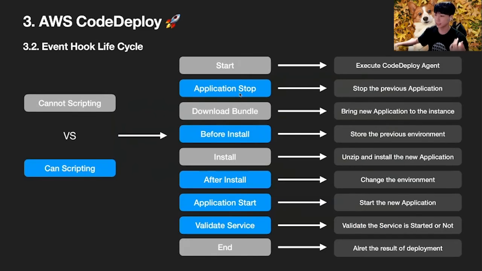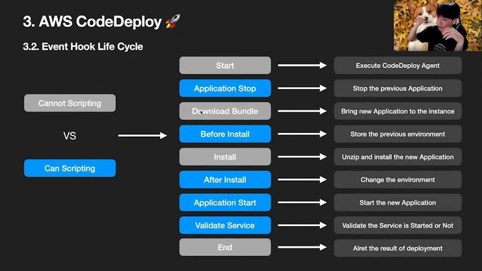And these are the event hooks for using AWS CodeDeploy. There is a cycle of CodeDeploy when you implement a deployment. First, when you execute CodeDeploy, it executes the start event hook, which means just executing the CodeDeploy agent. Later, ApplicationStop literally stops the previous application, and then it downloads the bundle.